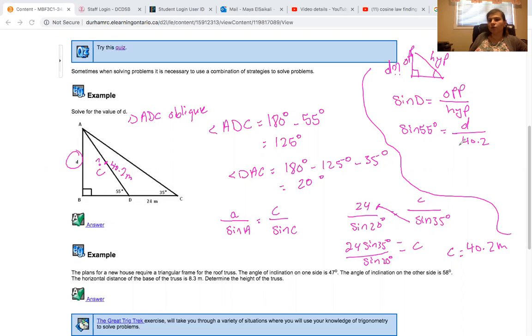Now, in order to solve for D, I'm going to have to multiply. So I'm going to bring the 40.2 here. It's going to be 40.2 times sine 55 equals D. And 40.2 times sine 55, that's going to be 32.9 meters equals D. And the answer for this is going to be 32.9 meters.